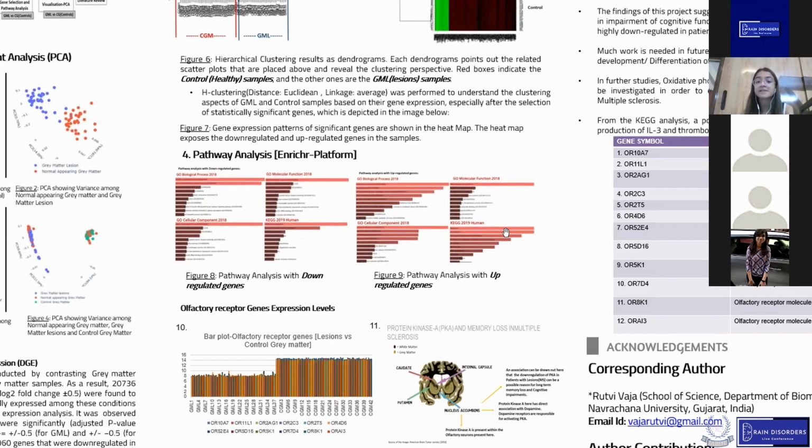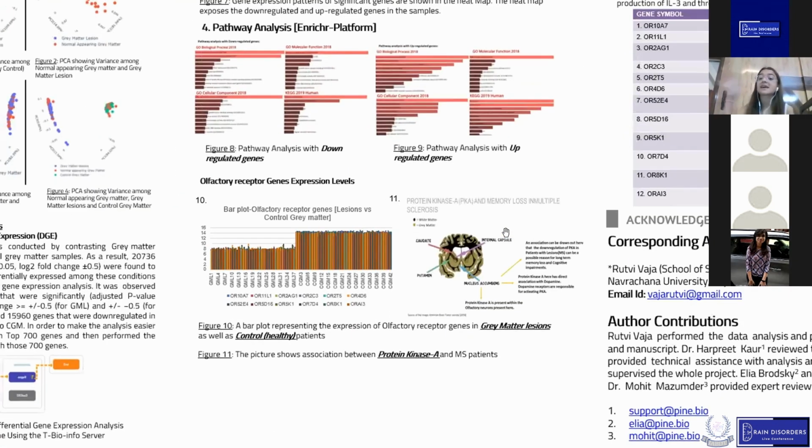Then it clicked me that in my differentially expressed genes, there were many protein coding genes that were responsible for the sensing of smell in our body. Also, there were many genes responsible for the production of protein kinase A. How protein kinase A is related to this study, we will see further. So from my significantly expressed genes, I took out all the olfactory receptor genes and plotted them in contrast with the control samples.